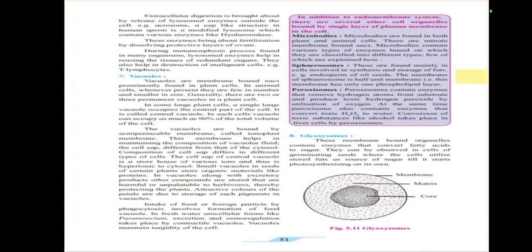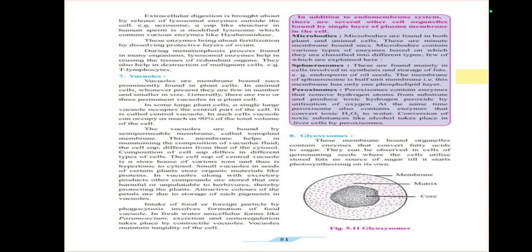The vacuoles are bound by a semi-permeable membrane called the tonoplast membrane. This membrane helps in maintaining the composition of vacuolar fluid, the cell sap, which is different from that of the cytosol. Composition of cell sap differs in different types of cells. The cell sap of the central vacuole is a storehouse of various ions and thus is hypertonic to cytosol.